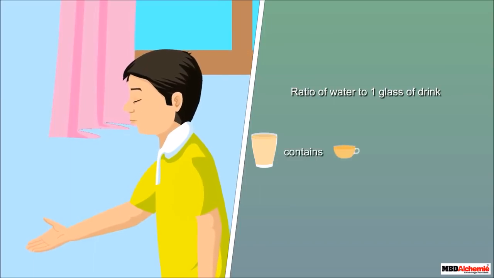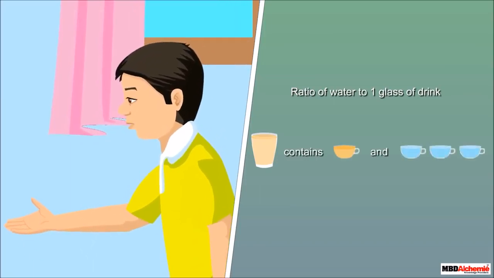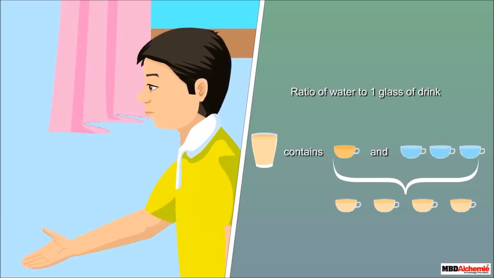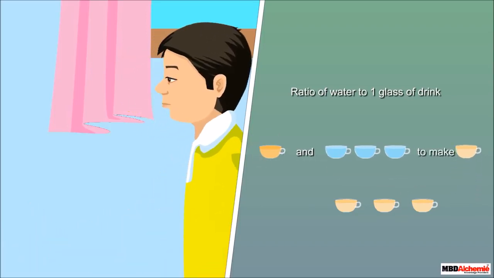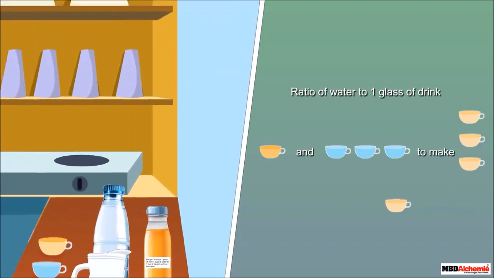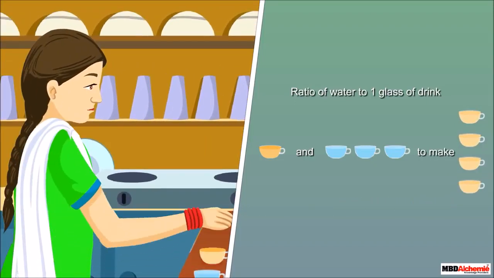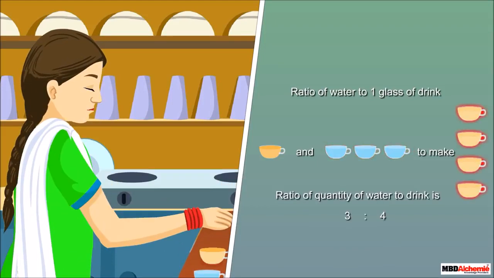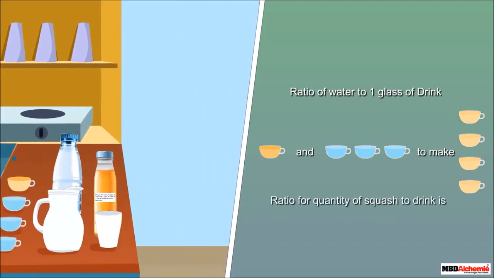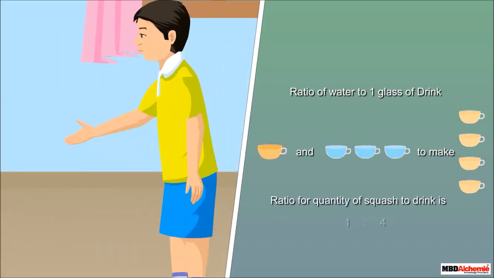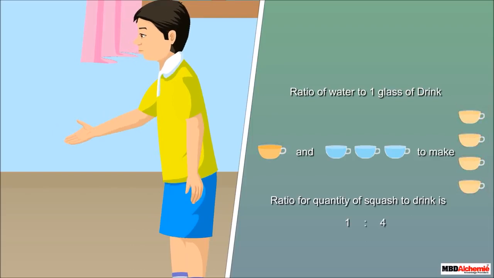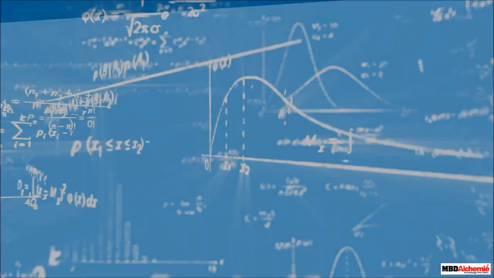1 glass of drink contains 1 cup of squash and 3 cups of water. That is, 4 cups are poured into 1 glass to make 1 drink. Yes, that is why the ratio of quantity of water to drink is 3:4. And for quantity of squash to drink, it becomes 1:4. So, while writing ratios, first we have to convert different quantities in the same unit.